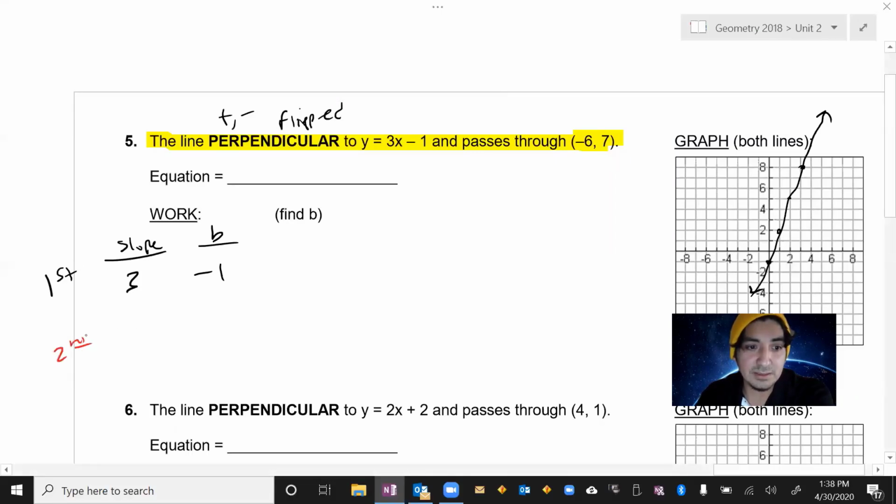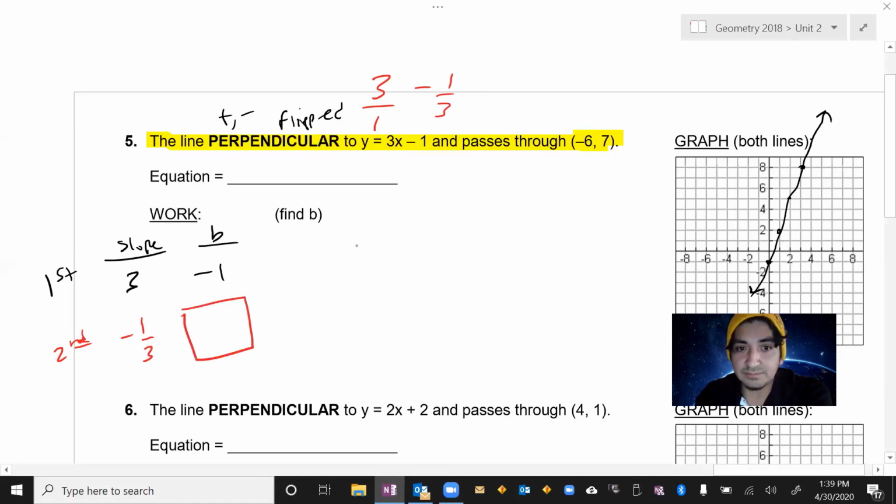For the second line, I have to make it perpendicular. That means it has to be flipped and positive and negative. So I'm going to take this 3 over 1 and flip it. So it's 1 over 3. It has to be negative, so negative 1 over 3. And then my b, I have no idea what it is. I've got to find it.